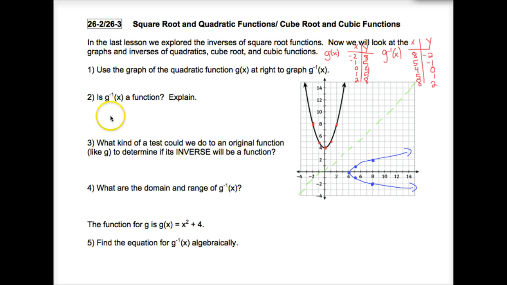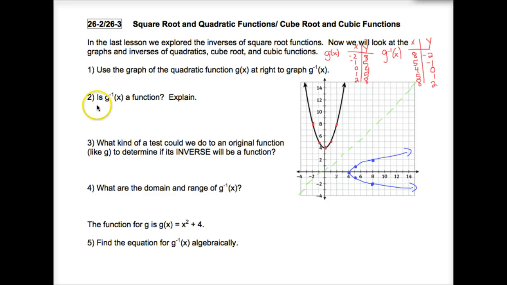All right, so number 2 asks, is g inverse of x, so my blue, my inverse that I found, is it a function? So take a minute, really just about 30 seconds to think here. Think about what makes something a function, because we've talked about that lots and lots of times.